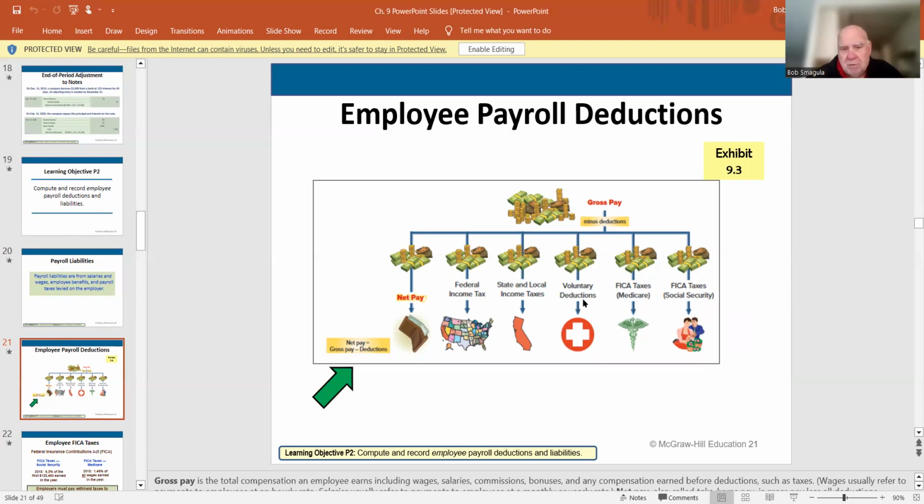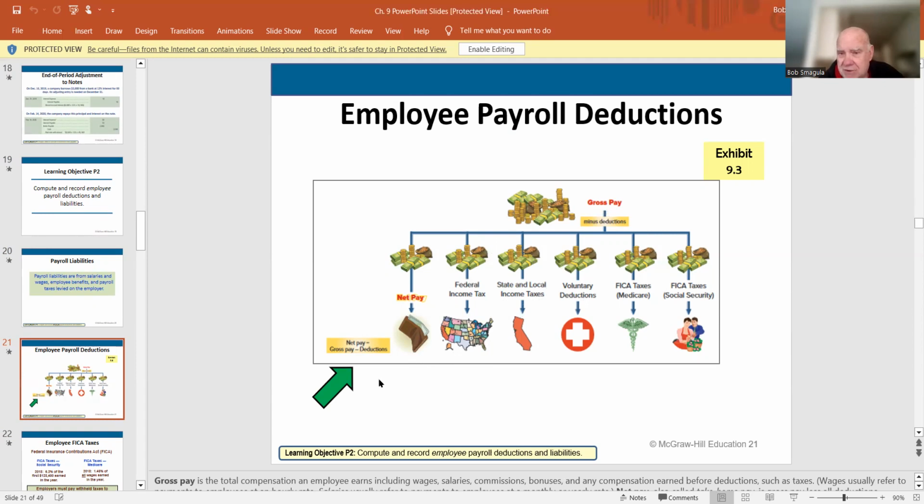Maybe you tell your boss you want to join the 401k plan, or there are union dues involved, or health insurance, whatever. And then, of course, state and local taxes, federal taxes. So we go from gross pay to net pay. The journal entry: gross pay equals salaries expense.